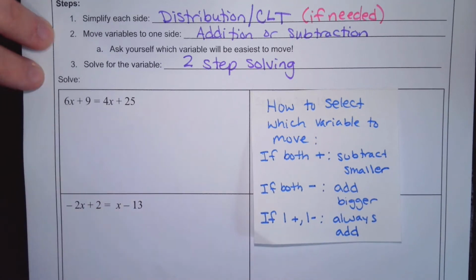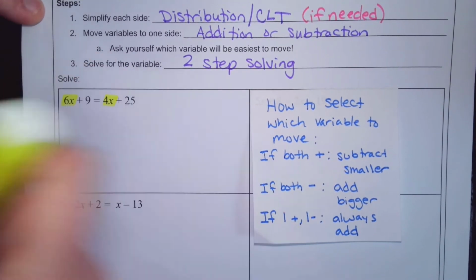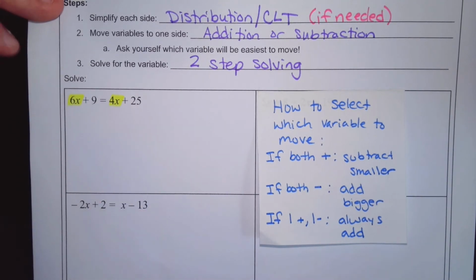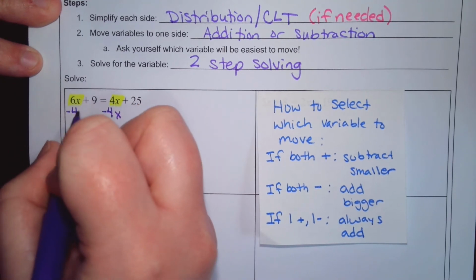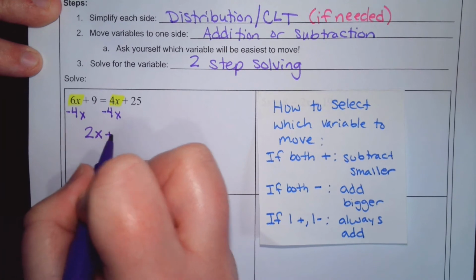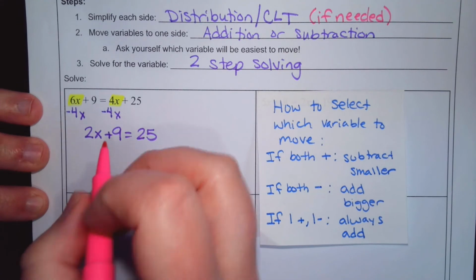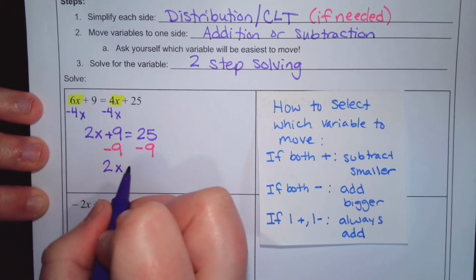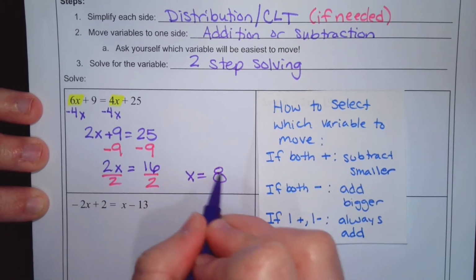So here's our first one: 6x plus 9 equals 4x plus 25. These are my 2 variables, 6x and 4x. They're both positive, so we will subtract the smaller one. 4x is smaller, so we're going to subtract 4x, and we get 2x plus 9 is equal to 25. Now we have it as a 2-step, so now we solve. Subtract 9. 2x is equal to 16. Divide by 2. X is equal to 8.